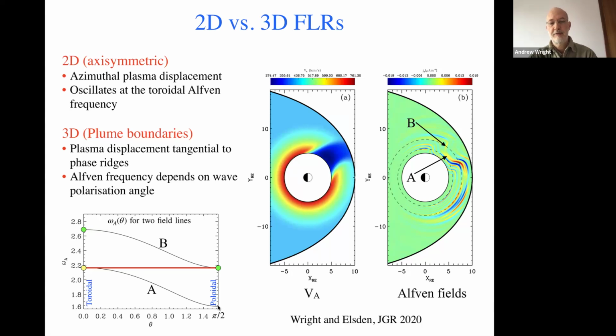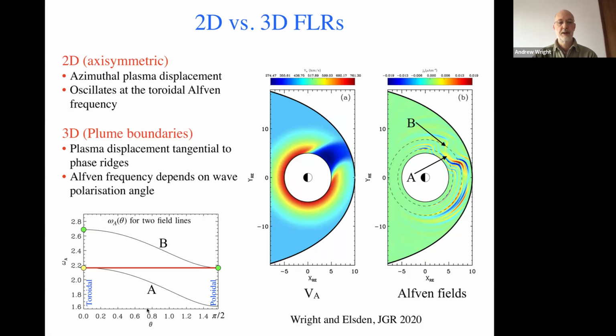What's only been appreciated relatively recently, we've known about toroidal and poloidal Alfven frequencies for a long time, thanks to Jim. But it's now realized you can have any intermediate polarization and you can work out the frequency. We've figured out the way of getting the Alfven frequency for an arbitrary polarization. So for example, on the flanks, on the edges of the plume here, we'd have plasma displacement along the ridges. That would be an angle midway between toroidal and poloidal.